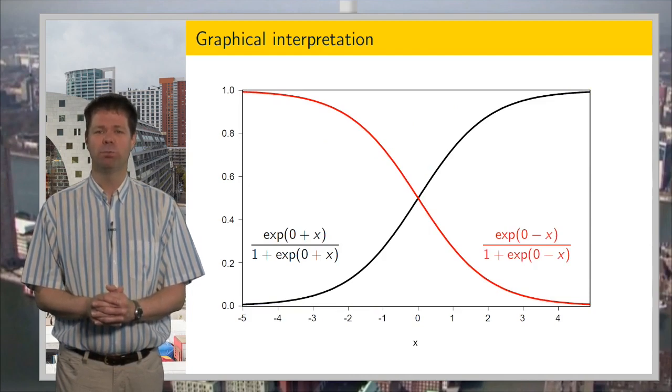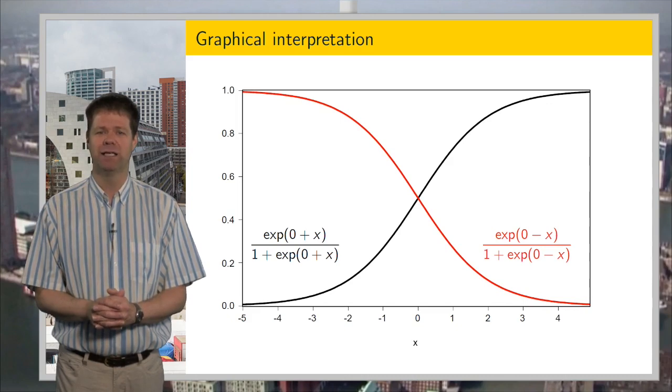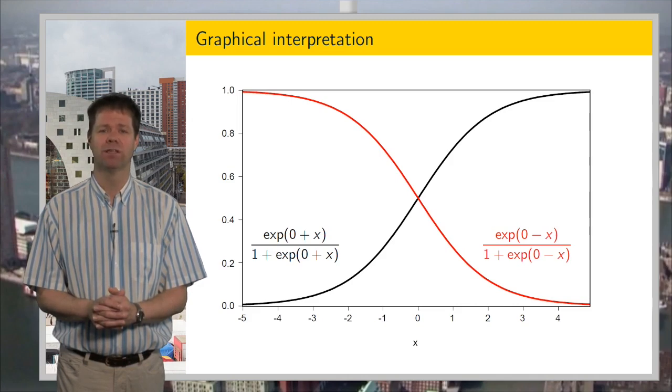Now I have made the beta 2 parameter negative. The red line shows a logit probability in case beta 2 equals minus 1. You can see that the logit probability is now a decreasing function of x. In fact, the probability plot is the mirror image of the original plot if you place the mirror vertically at x equal to 0.